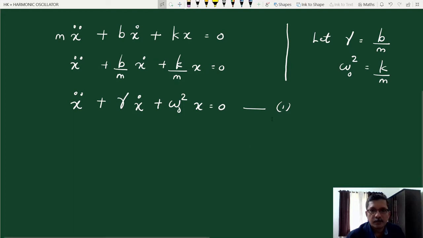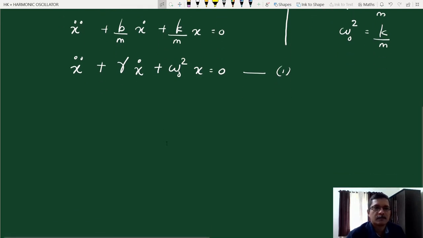That you can get from equation 1 also. Look at the dimension of each term. Since it's a summation of 3 terms, the dimension of each term should be identical. From that you can reduce the dimension of both gamma and omega 0 and also their units. Now let us try to solve this differential equation.